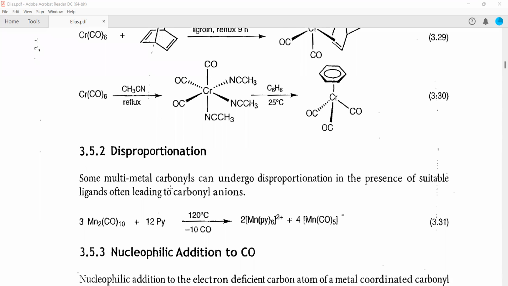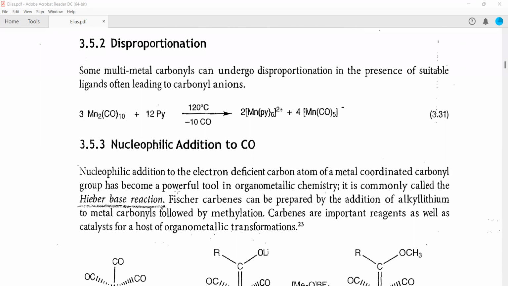Now, the second reaction that we are going to study under metal carbonyls is disproportionation. So let us study what disproportionation actually is. Whenever we hear this word disproportionation, what comes to anyone's mind is that there's a loss and a gain of electrons in a reaction simultaneously. So that is what disproportionation means, right? Some multi-metal carbonyls can undergo disproportionation in the presence of suitable ligands, often leading to carbonyl anions.